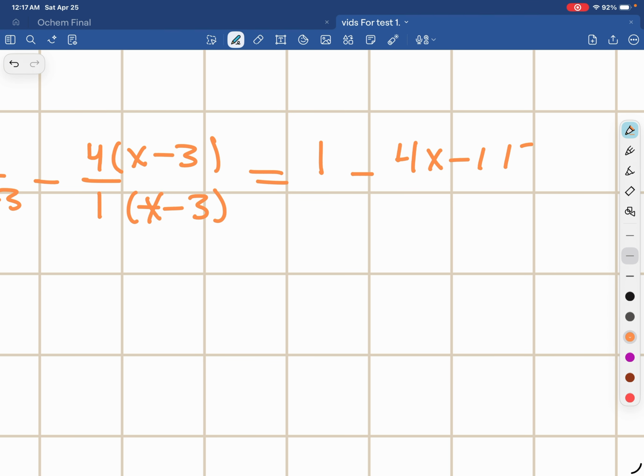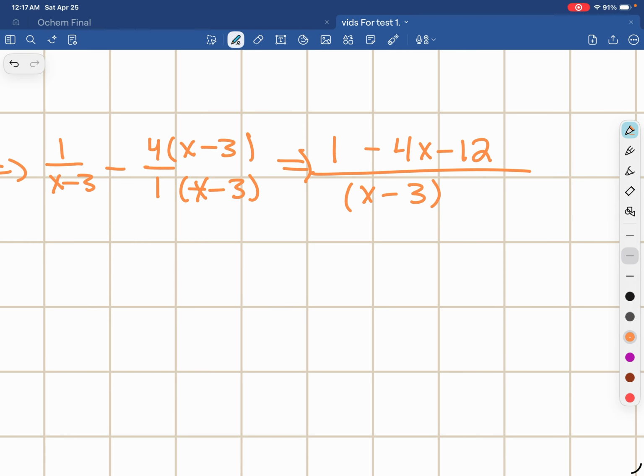x minus 3. There's a mid step of this where you could have 1 over x minus 3 minus 4x minus 12. But the whole reason why we multiply by the most common denominator is to get one fraction. So we just skip that step here, but that is what happened. So we can condense this and make sure we have our problem correct. Now looking at this, we can combine like terms. So we should have negative 4x minus 11 over x minus 3.